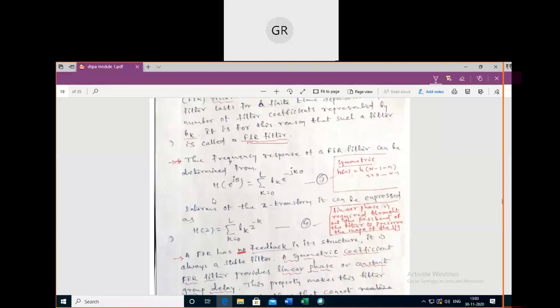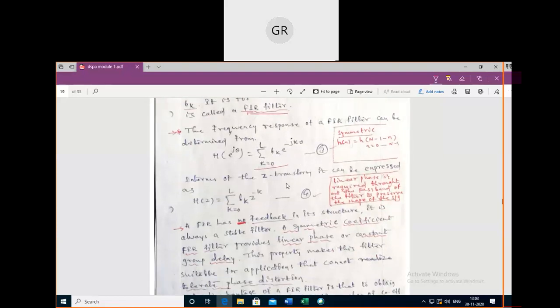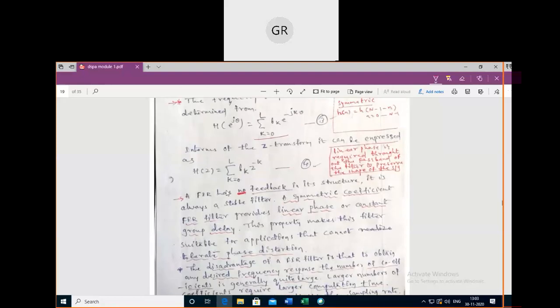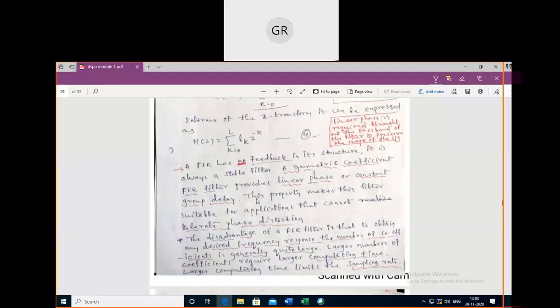This is the frequency response: H of e raised to j theta is equal to the summation of k equal to 0 to L of bk e raised to minus j k theta. Then converting this to H of z: H of z is equal to the summation of k equal to 0 to L of bk z raised to minus k. Here we discussed the advantages and disadvantages.